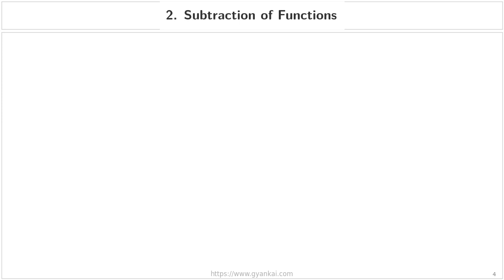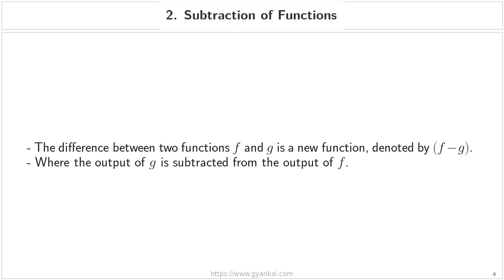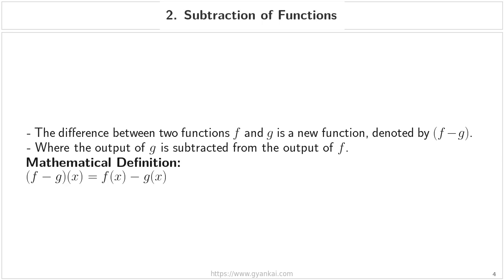2. Subtraction of functions. Just like we did with addition, the difference between two functions, which we denote as f minus g, results in a brand new function. In this case, the rule is that we take the output of the second function, g, and subtract it from the output of the first function, f. To put this into a formal mathematical definition, we say that the function f minus g, evaluated at x, is equal to f of x minus g of x.